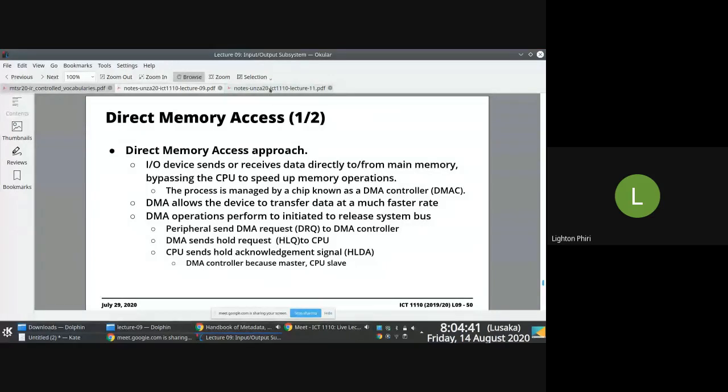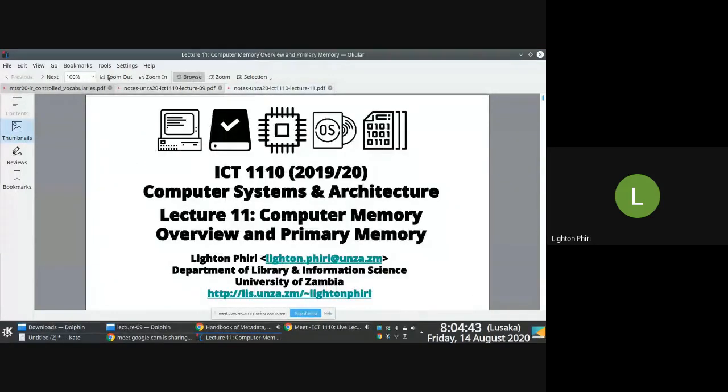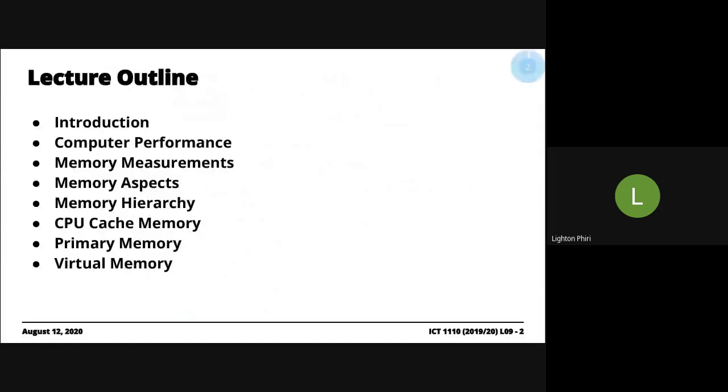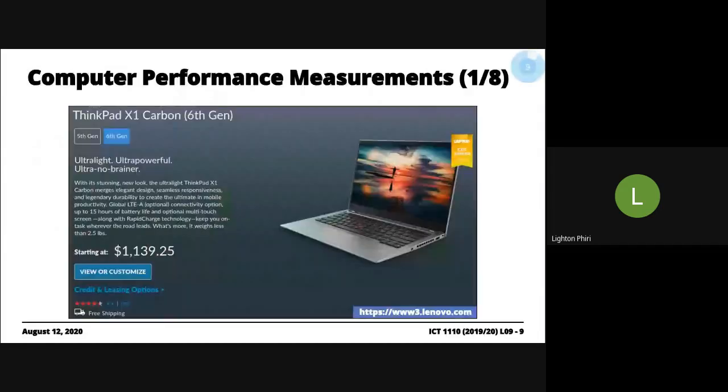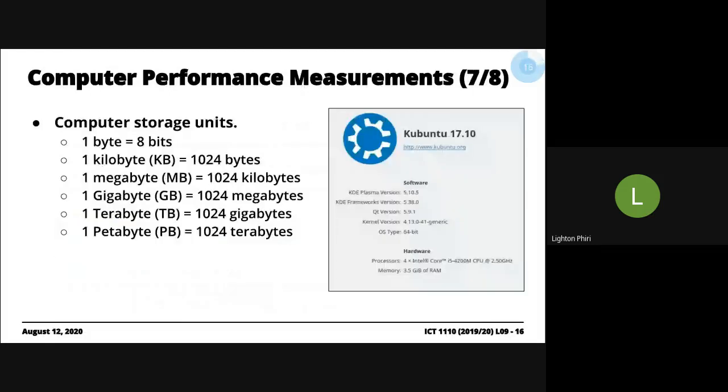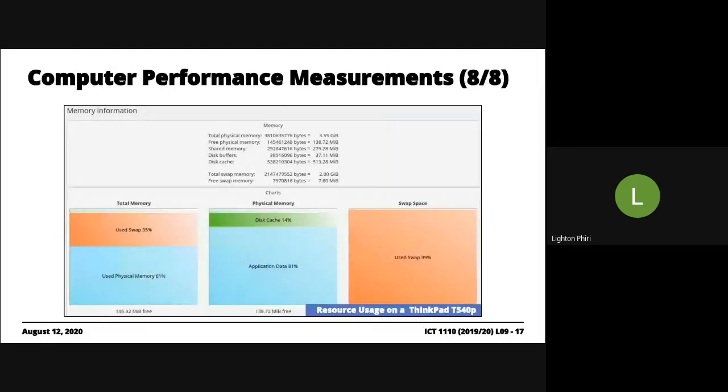All right. And then we started off our discussion of so-called memory. We started off with an overview. And today we're supposed to transition and start discussing the various types of primary memory.